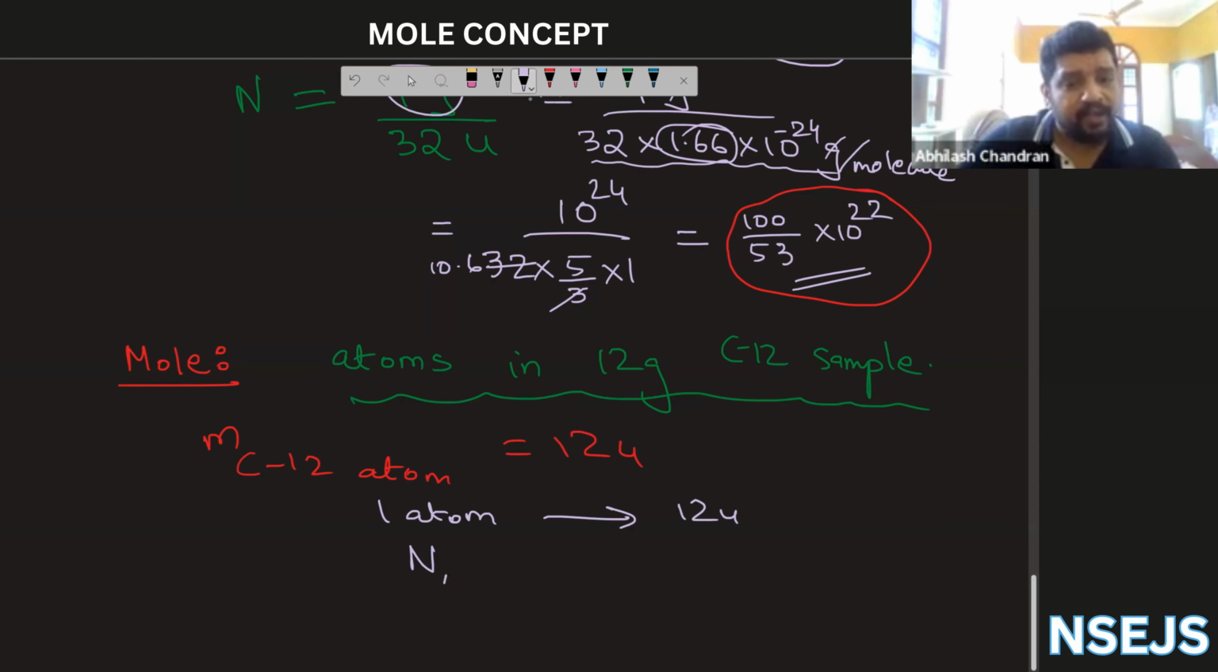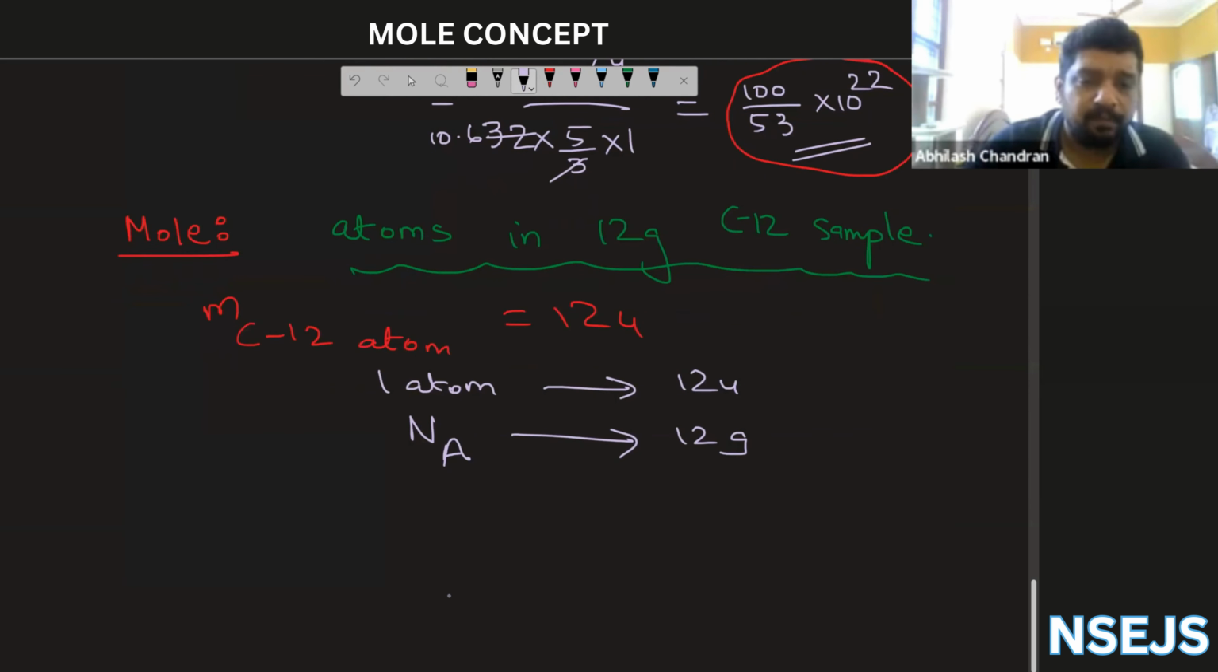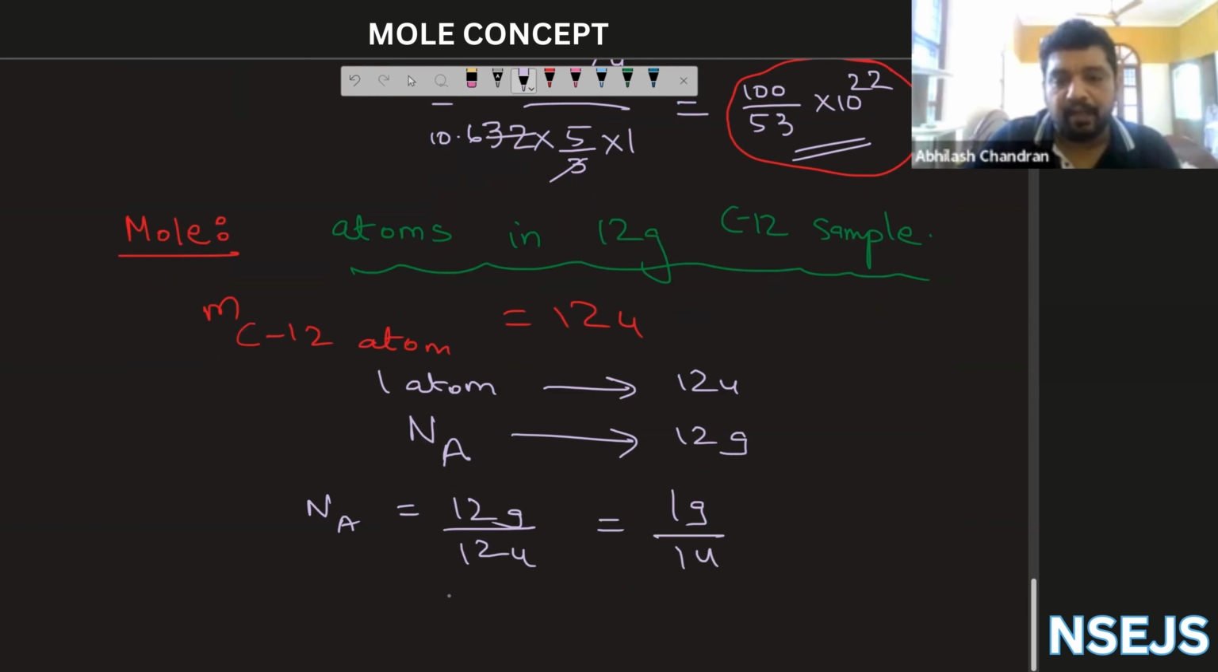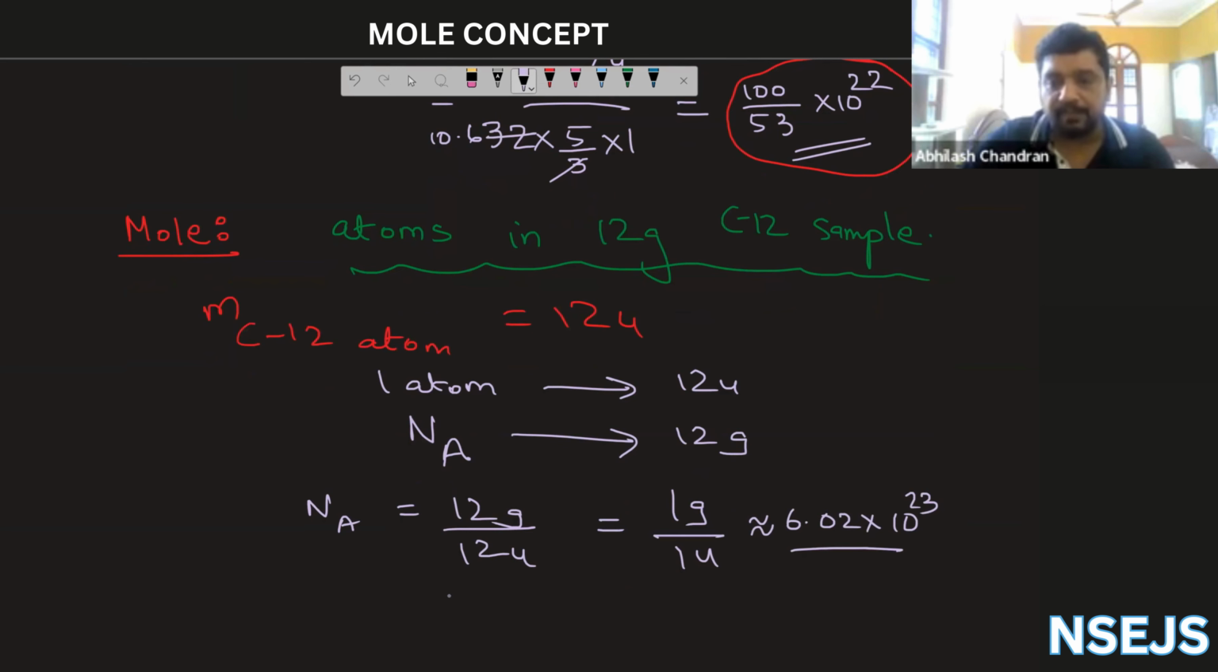How many atoms are there? Let me call it Na. Why am I calling it Na? This is basically Avogadro's number. So let's say Na atoms are present in 12 grams. Cross multiplying, Na is 12 gram divided by 12 AMU, which is basically 1 gram by 1 AMU, which is approximately 6.02 into 10 to the power 23.